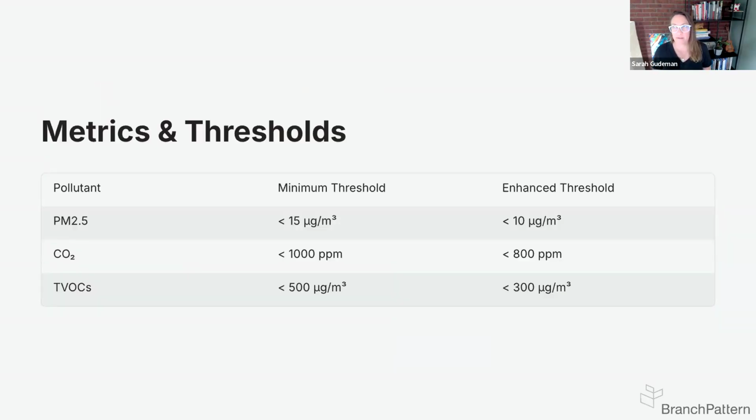So all of this really builds to metrics and thresholds. This slide is trying to represent the minimum and the enhanced limits for all these different contaminants. And it goes beyond PM 2.5 and CO2 and TVOCs to a whole bunch of indoor air quality contaminants. But I just wanted to call attention to the fact that there's both a minimum requirement and an enhanced threshold that we have to consider when we're thinking about continuous monitoring and proven performance in buildings.